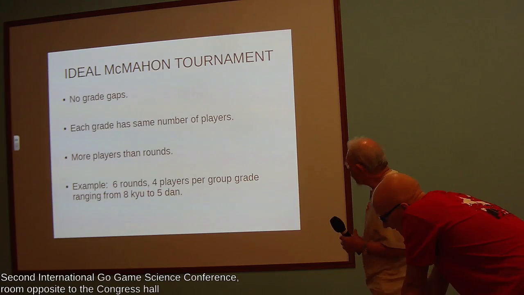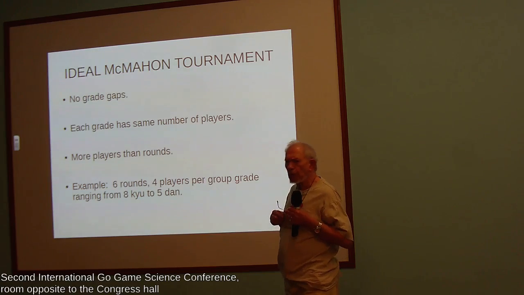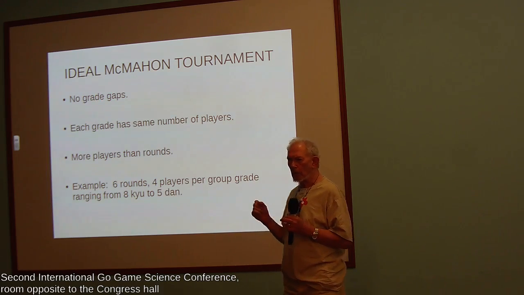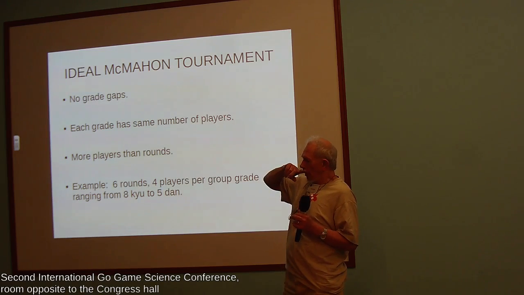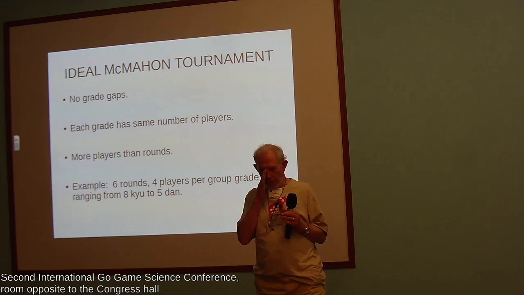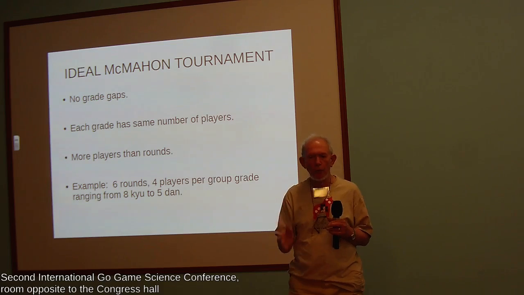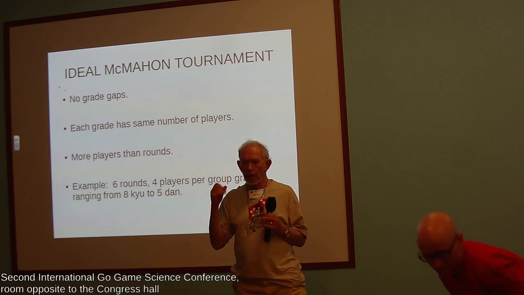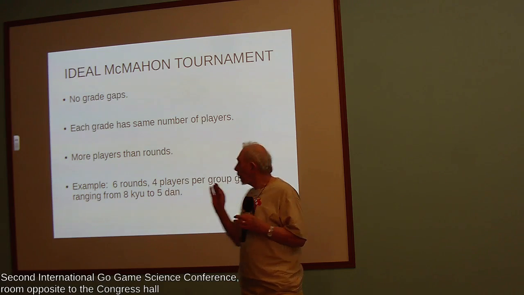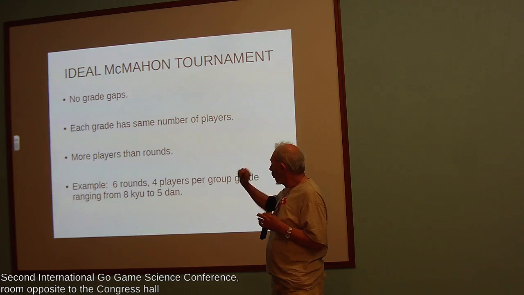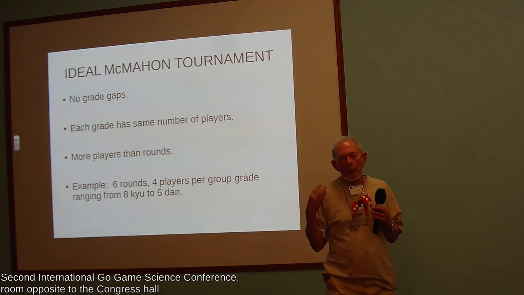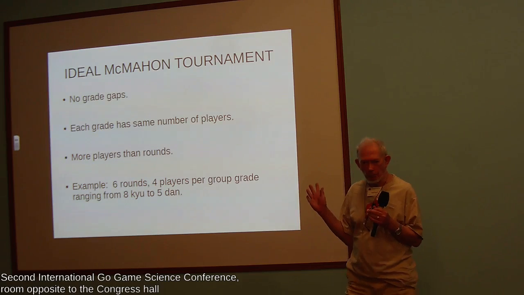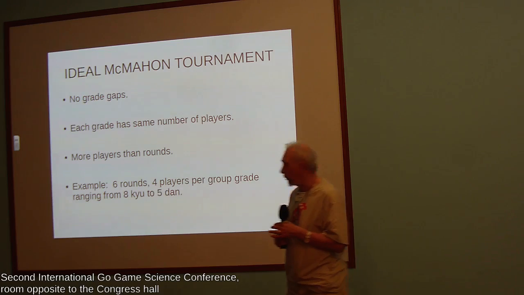Yeah. So what I decided to do was to start off simulating what I consider to be an ideal McMahon tournament. So there are no grade gaps. You don't have 5 Dans and then no 4 Dans and then 3 Dans. And ideally, each grade group has the same number of players. So this will be more players than rounds. This will be the dream tournament for a draw master. You always hope to get something like this, of course you never do.